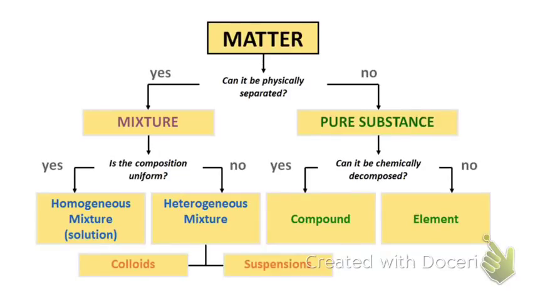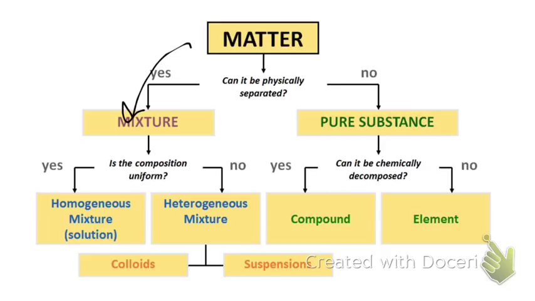All right, so this part of the lecture is classifying matter, so basically being able to separate matter into different parts. You can see from this that we can separate matter into two things, mixtures or pure substances, based off if we can physically separate. So we're going to go down the mixture route first. So let's say you can physically separate.